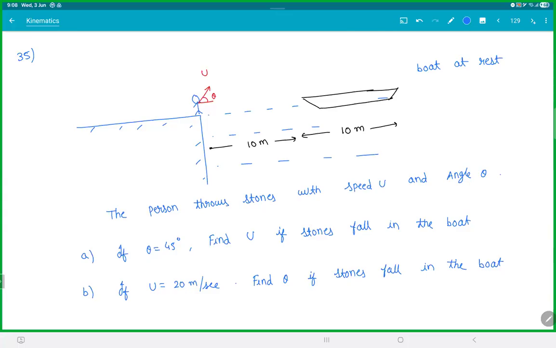You can neglect the height of the man and the height of the boat. The person is standing on the edge and you're throwing stones into a boat which is 10 meters far, and the size of the boat is also 10 meters. Case one, you can throw at angle 45. You can throw any speed you want. Find the speed if the stones fall in the boat. Case two, speed is fixed. You can throw at any angle you want. Find the angle if the stones fall in the boat.